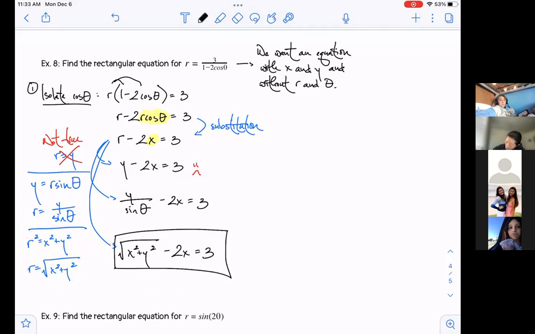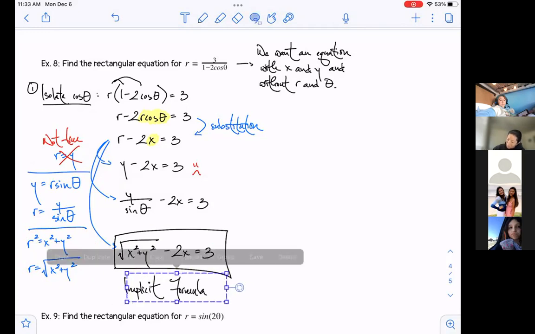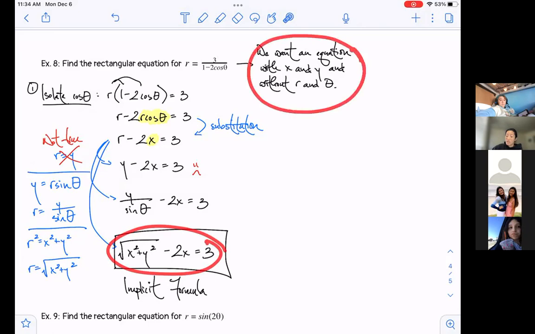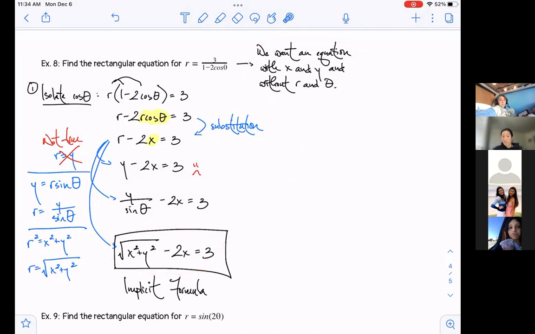This is what we call an implicit formula. And we call it implicit because it's not a y equals equation. Could we solve for y? Absolutely. But we don't have to. The only thing we need to do is get an equation that has x's and y's and doesn't have r's and thetas. This fulfills those requirements, so this is an acceptable answer.